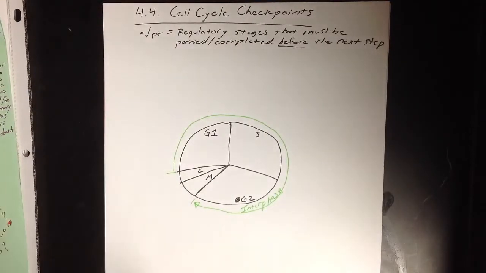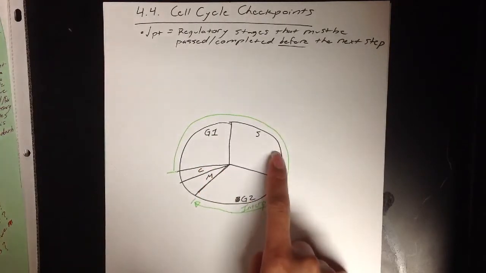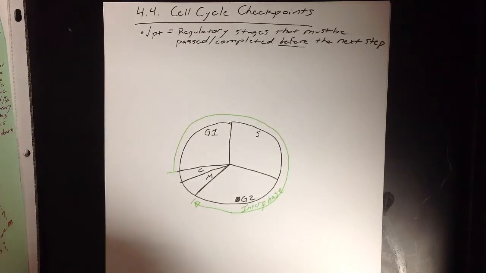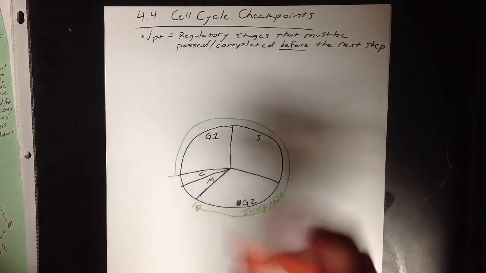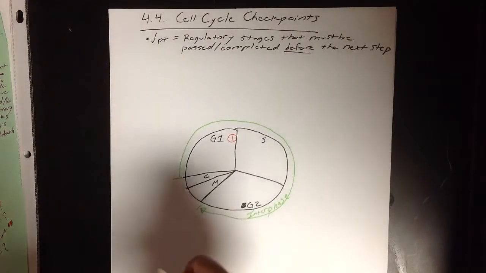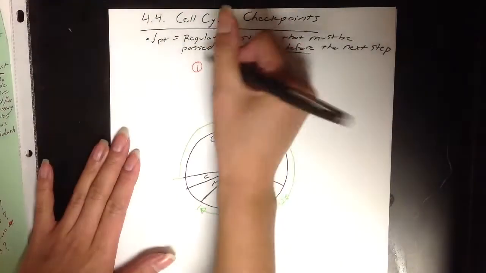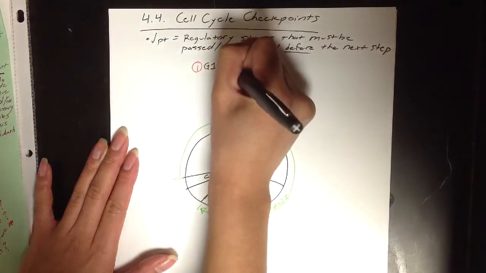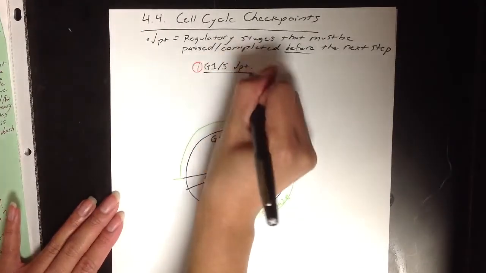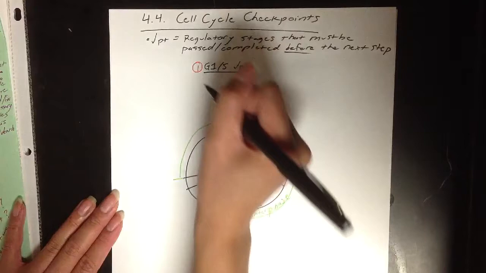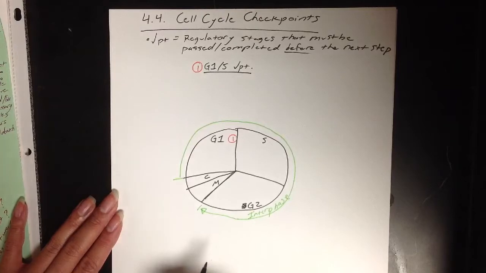All right, so what do we need to know first? The first checkpoint we're going to have is going to be between G1 and S phase. I'll probably use a different color here, number 1. And I'm just going to write it over here. Number 1 is going to be our G1 S checkpoint. In this G1S checkpoint, I'm checking that growth has occurred properly and we can move into DNA replication.